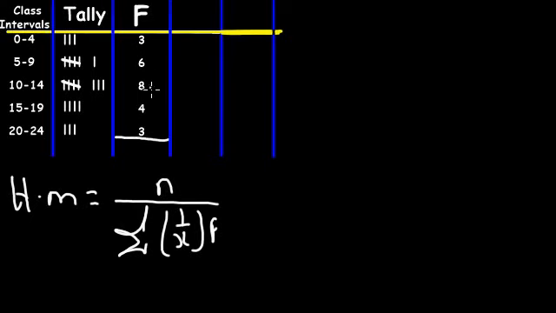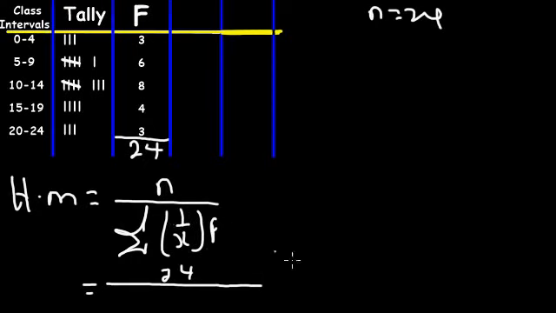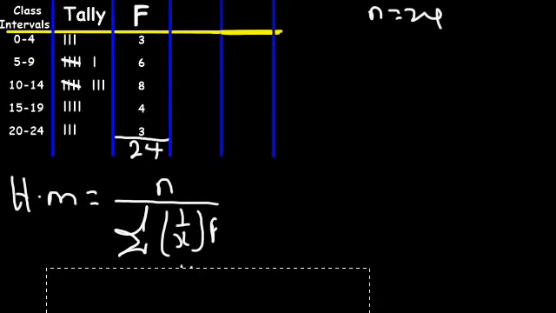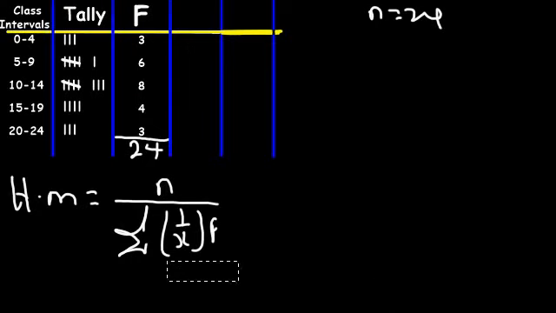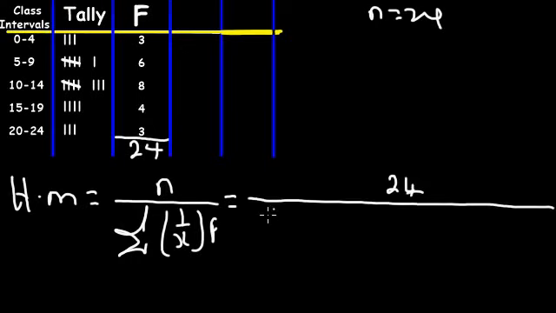3 plus 6 is 9, plus 8 is 17, plus 4 is 21, plus 3 is 24. So n is equal to 24. If n is 24, then the harmonic mean becomes 24 divided by the sum of f times x.